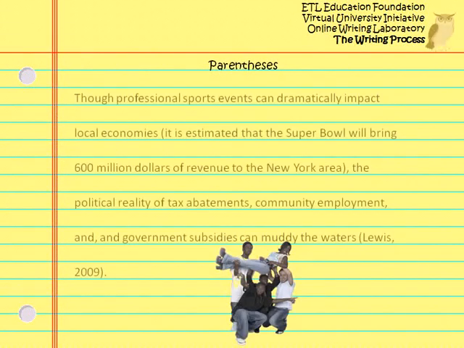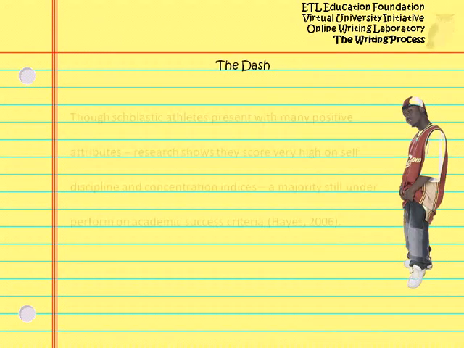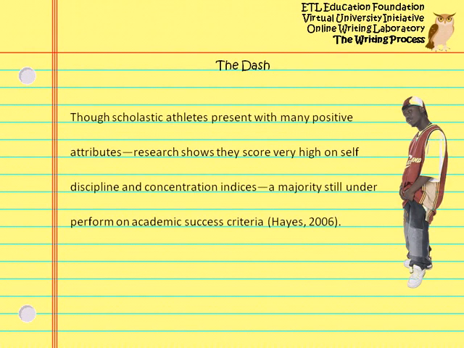If you want to place more emphasis on content than a comma does, you can enclose the content in parentheses. Parentheses are also used to set off non-essential material such as dates, clarifying information, or sources from a sentence. Dashes are used to place even more emphasis on content than parentheses.